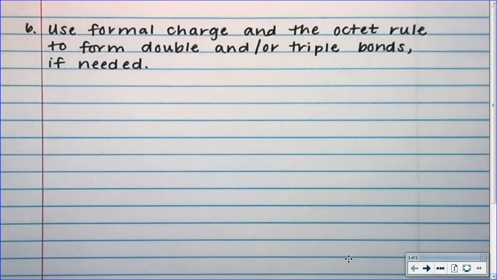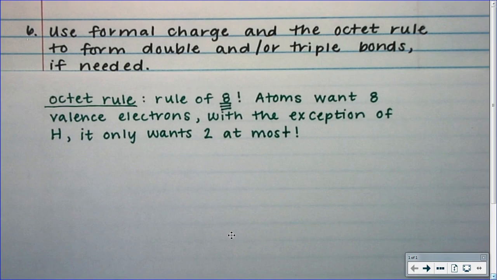For step 6, we do need to look through the formal charge and the octet rule of our structure just to confirm we actually have what we want. So, as the step says, we're going to use formal charge and the octet rule to form double and or triple bonds if needed. Let's talk about what the octet rule is and how to calculate formal charge. Here is how I remember the octet rule. Making it super simple, it's the rule of 8.